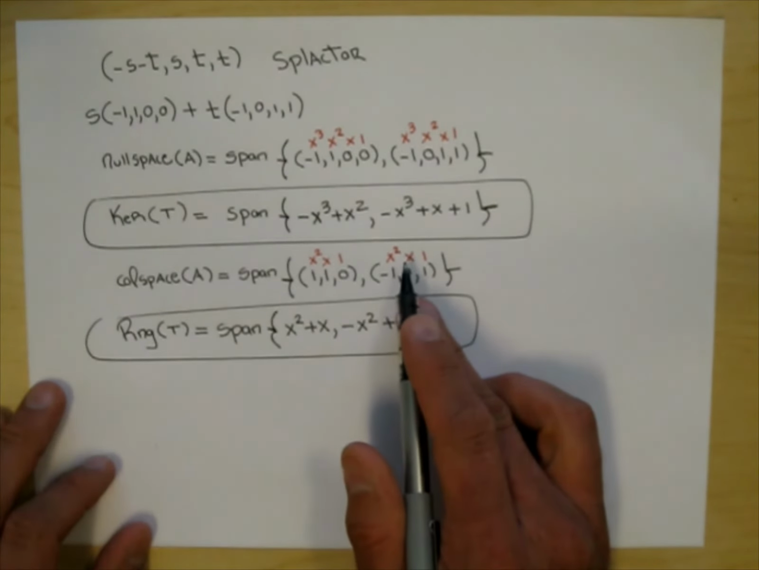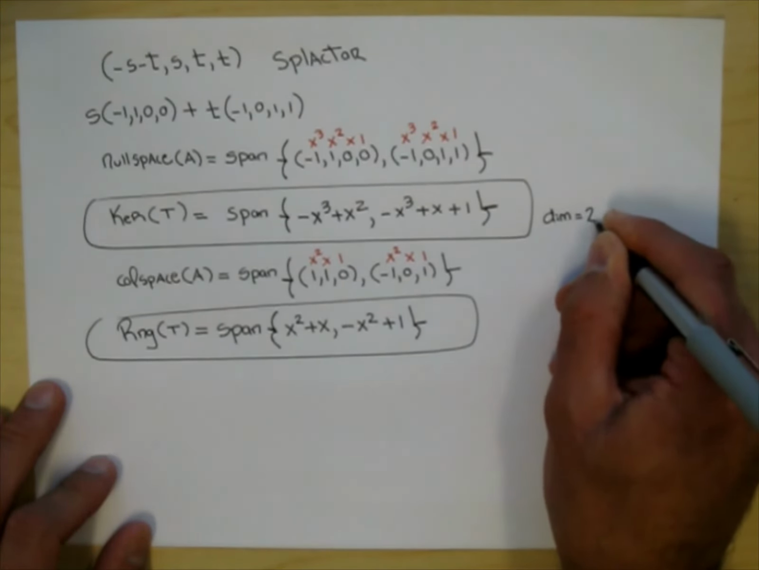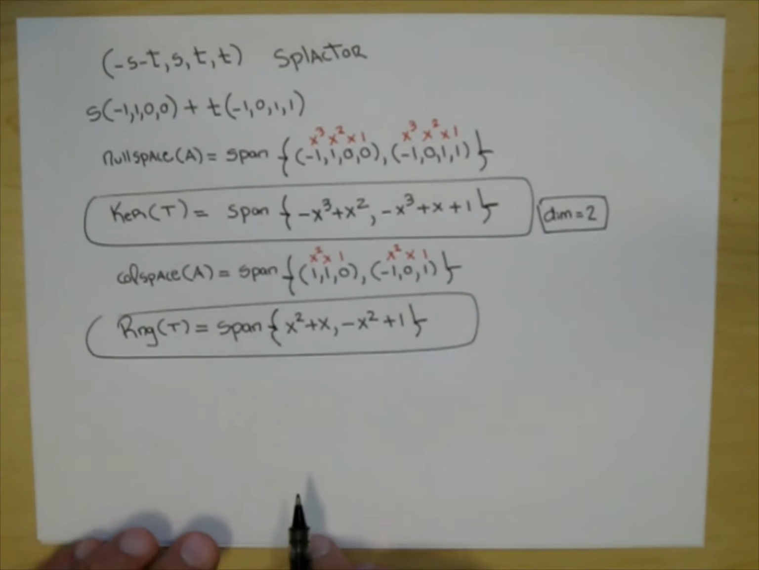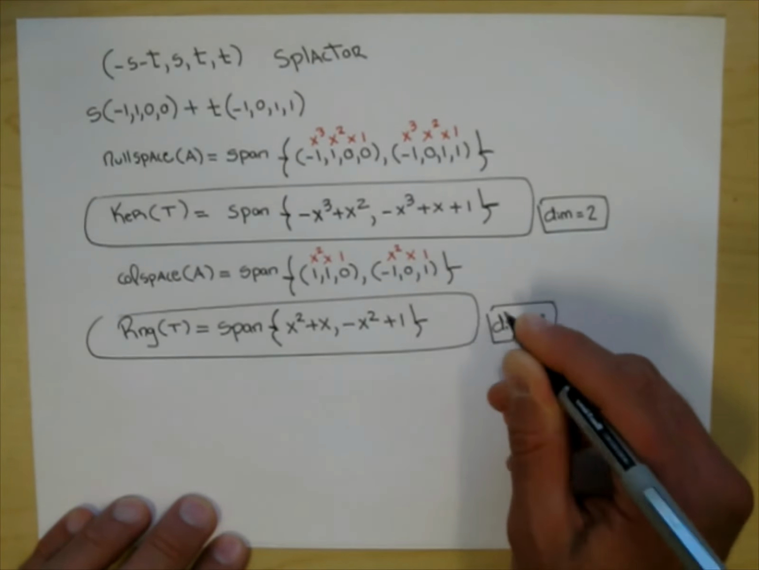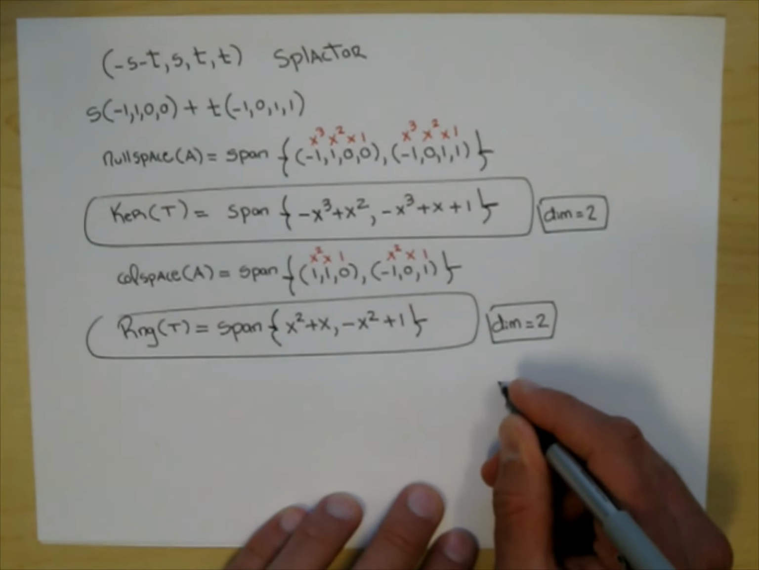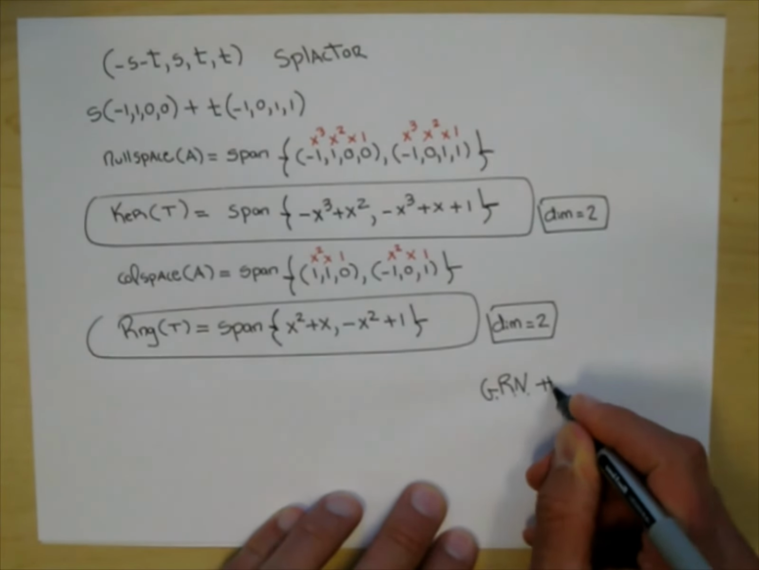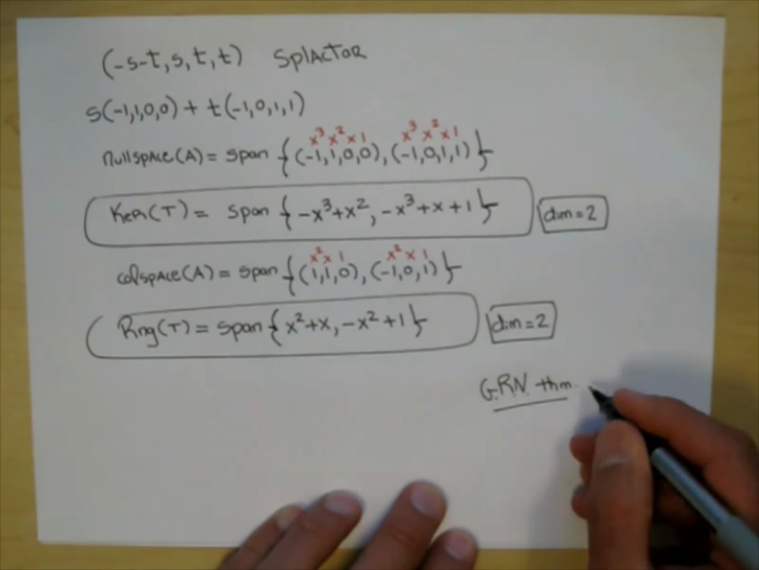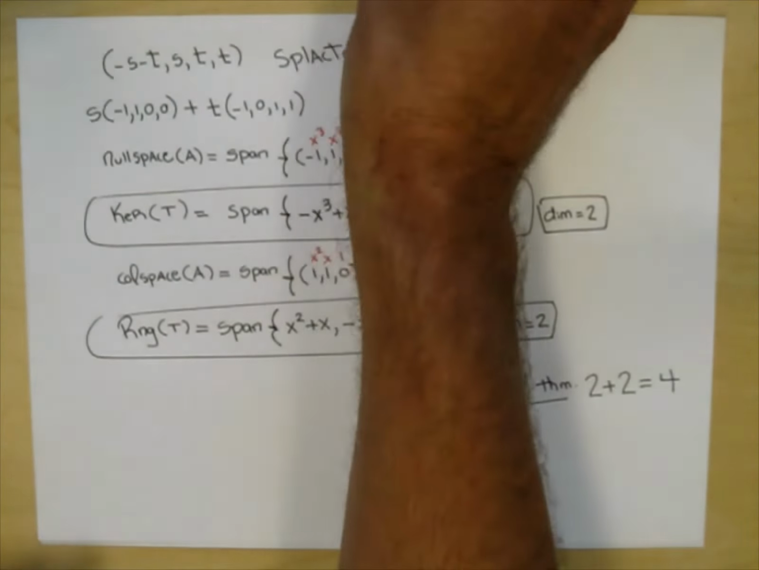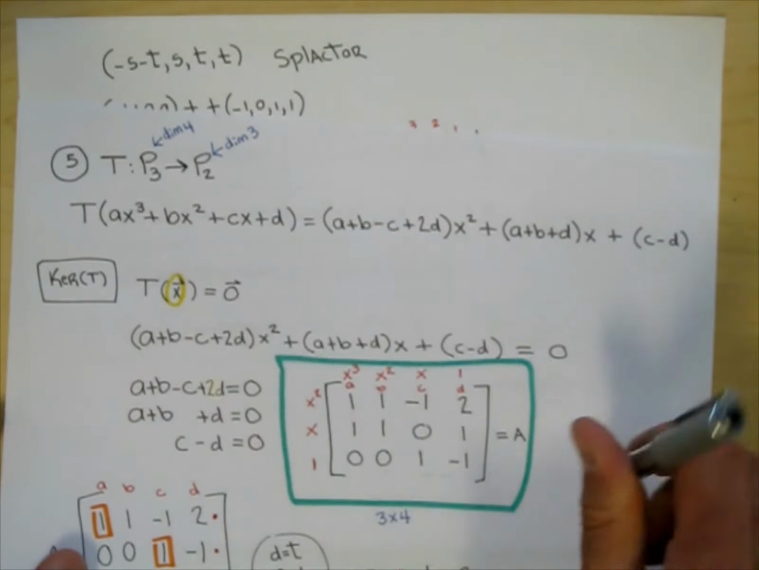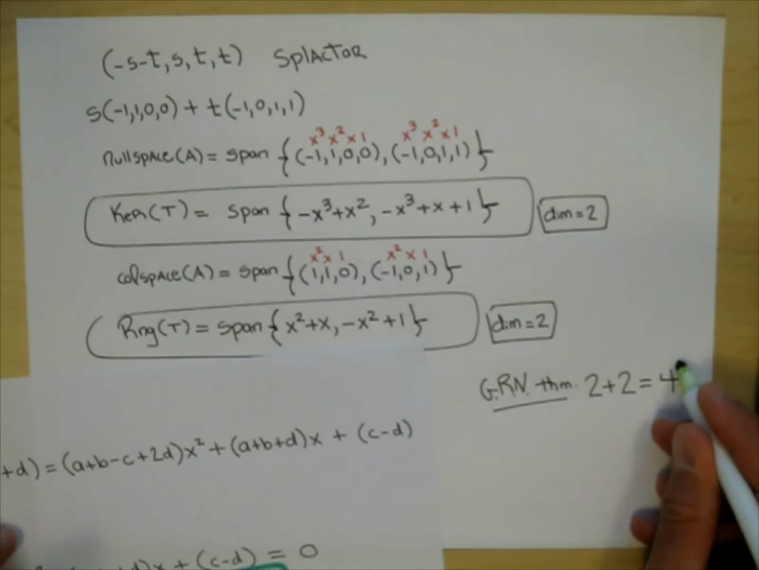Let's look at the dimension of the kernel. What is the dimension of the kernel? It is 2. So dim equals 2. What is the dimension of the range? Well, it is also 2. Dim equals 2. Let's verify the general rank-nullity theorem. General rank-nullity theorem, which says what? 2 plus 2 equals 4. And what is 4? 4 is that dimension right there. So I believe I was color coding this. Here's dimension 4. It equals that.